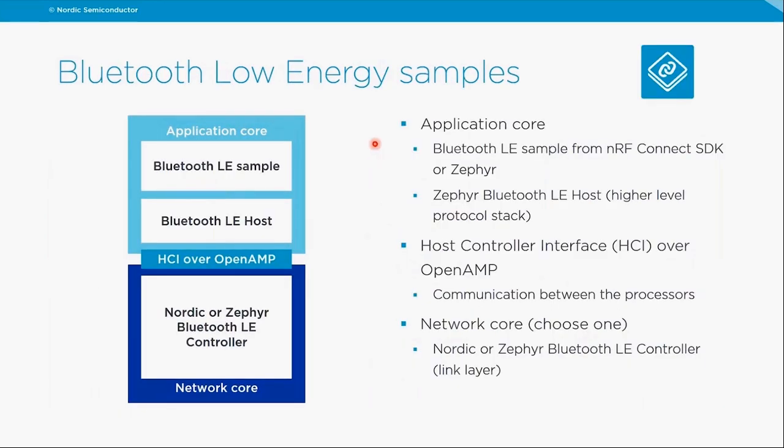So with the Bluetooth Low Energy samples that we have in the nRF Connect SDK today, this is the typical setup. In the application core, you have the Bluetooth LE sample, which can be from nRF Connect SDK or from Zephyr. And you have a Zephyr Bluetooth Low Energy stack, higher level protocol stack here. And then you have HCI over OpenAMP, the host controller interface. This is where you communicate between the processors. And in the network core, you have either the Nordic or Zephyr Bluetooth Low Energy controller or link layer.